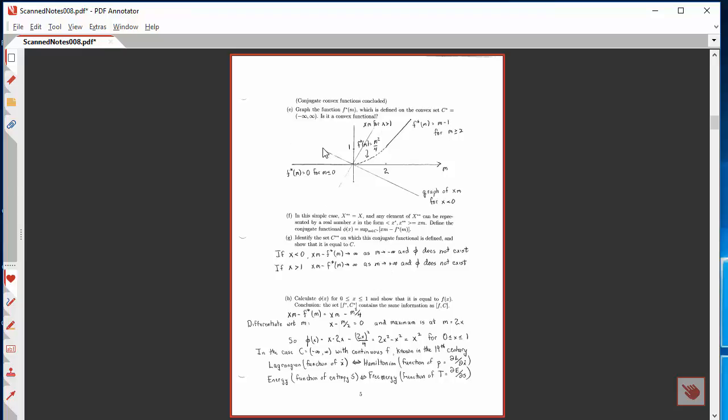Check both cases. For the case of negative slope, this graph gets arbitrarily far above the graph of f star for negative m. That's why the supremum doesn't exist. In this case, it gets arbitrarily far above the graph of f star for positive m.